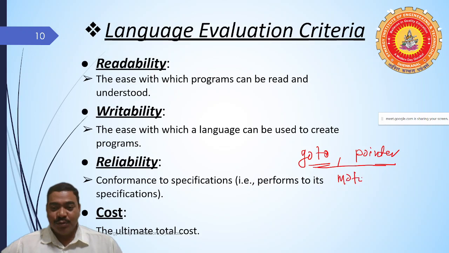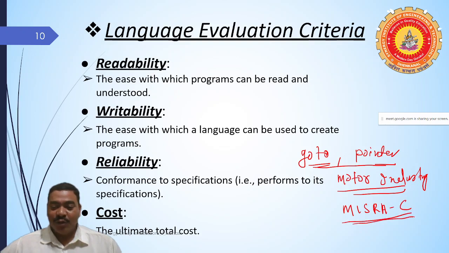In the motor industry, C programming is used. But the rules and regulations of C programming have been changed to MISRA, Motor Industry Software Reliability Association. MISRA C means the C programming rules and semantics are changed, removing certain aspects of the C programming language. The pointers, the rules, everything that creates problems for the program, like goto, will be removed in the MISRA C compiler.